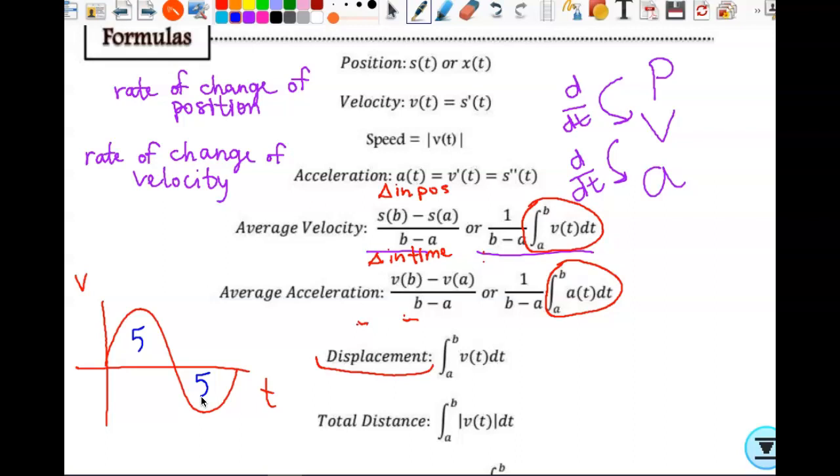So if I want total distance, I can take the absolute value, which makes everything non-negative. So my speed graph would look like this, and when I accumulate, we just have 5 plus 5. Does that make sense? So please know the difference between those two. Displacement, I integrate velocity. Total distance, we integrate absolute value of velocity, which is just speed.